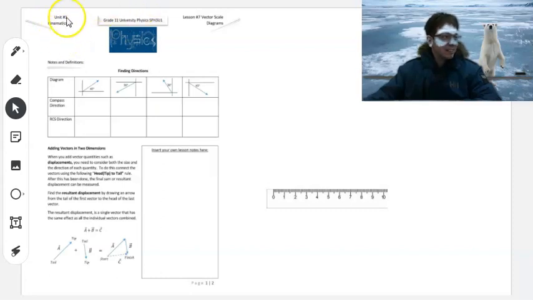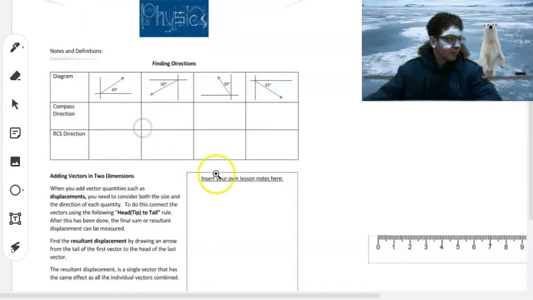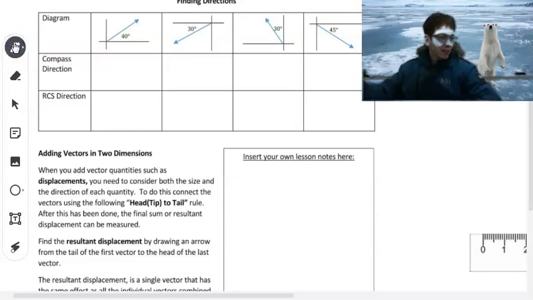So today's lesson is Unit 1 Kinematics, Lesson 7 Vector Scale Diagrams, and let me just zoom in here. Okay, so first, how are we going to talk about vectors in 2 dimensions? How are we going to even say what direction they're pointing in? So here's some different directions. I have just a Cartesian coordinate system, and I have one example in each of the 4 quadrants.